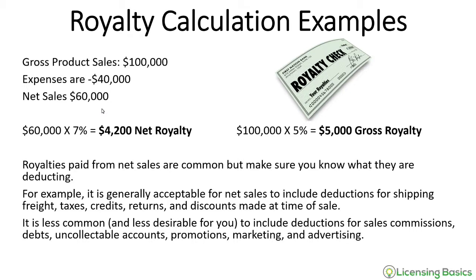For example, it is generally acceptable for net sales to include deductions for shipping, freight, taxes, credits, returns, and discounts made at the time of sale. Those are fairly common. They are in a lot of royalty deals and licensing contracts. It is less common and less desirable for you, the inventor, to have them include deductions for sales commissions, debts, uncollectible accounts, promotions, marketing, and advertising.